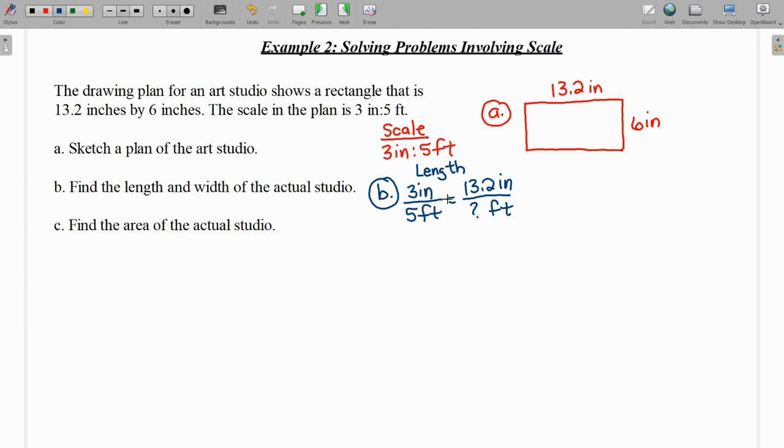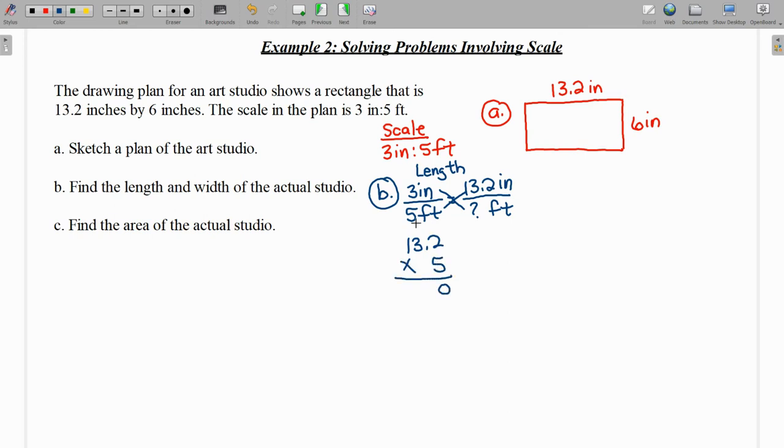Another way of doing this is by cross multiplying where you can and then dividing by the number you have left over. Well, we can't cross multiply the 3 and this because we don't know what this number is. So what we're going to do is take first 13.2 and multiply it by 5. So I'm going to take 5 times 2.